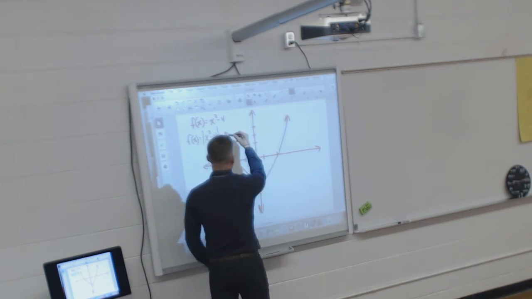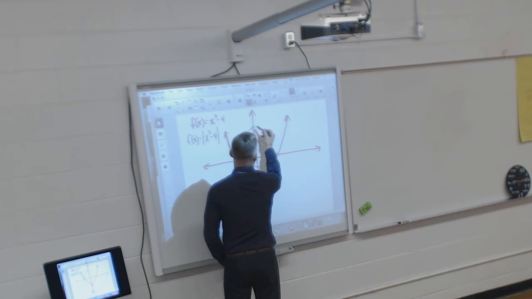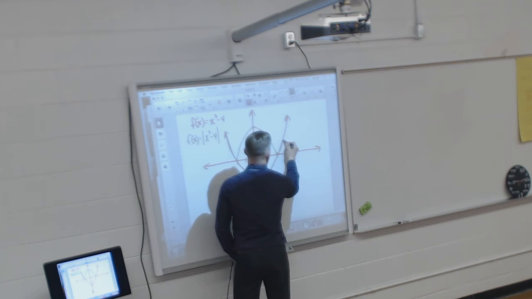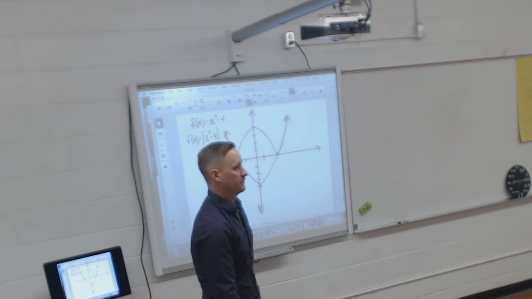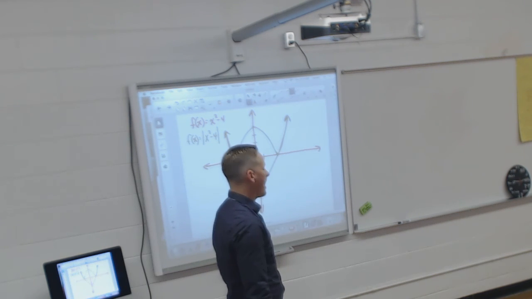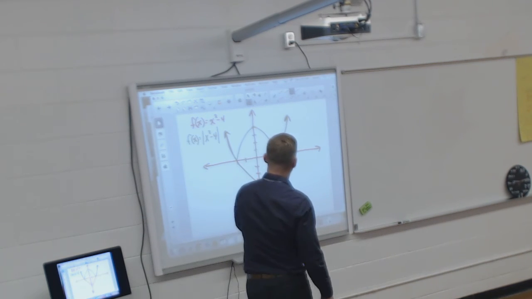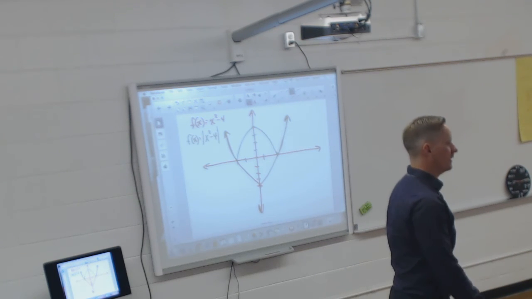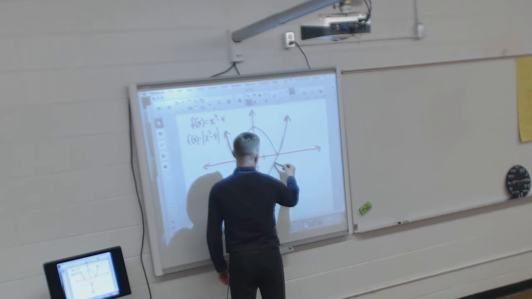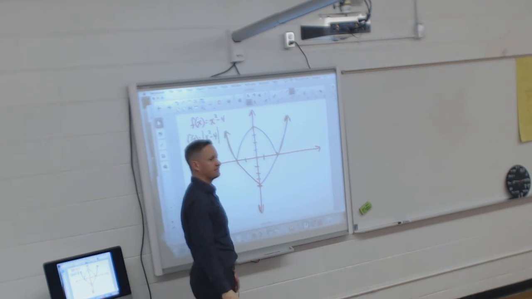So how does this graph look now? It can't go into the negatives. So there's my graph of the absolute value of x squared subtract 4. Now, any questions so far? Again, I took the coordinate, my vertex, my -4, and made it +4. Because that's what I'm doing to all those y values. So all of these y values that were down here all become positive now. So they come up here.